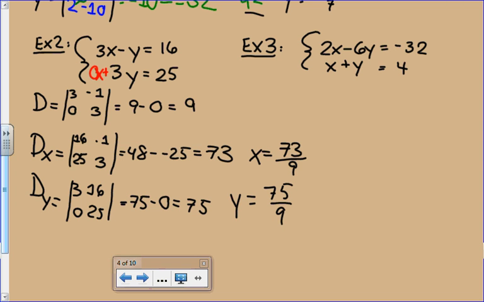Is that one reduced? 7 plus 5 is 12. Does that reduce by 3? Yes. 75 divided by 3 is 25. Good. There's our answer. Isn't that a nice alternate fraction? Yeah, good rule. All right, one question and we're done.